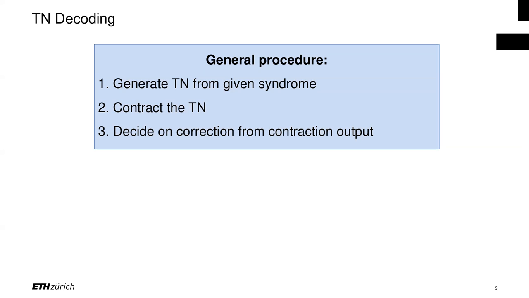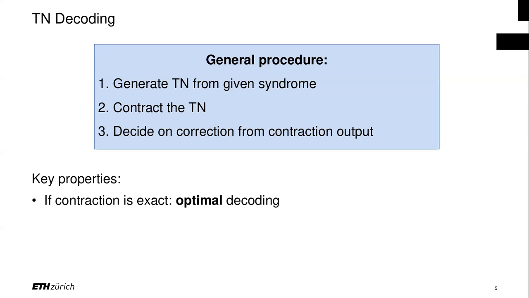And really, step one and step three here are, at least from a computational point of view, kind of trivial. The real meat of the decoder lies in that contraction. In fact, the tensor network decoder is usually set up in a way that if you do this contraction exactly, without any sort of numerical approximation, you would obtain the optimal decoder, which means it's the decoder which outputs the right correction with the highest physically possible probability.